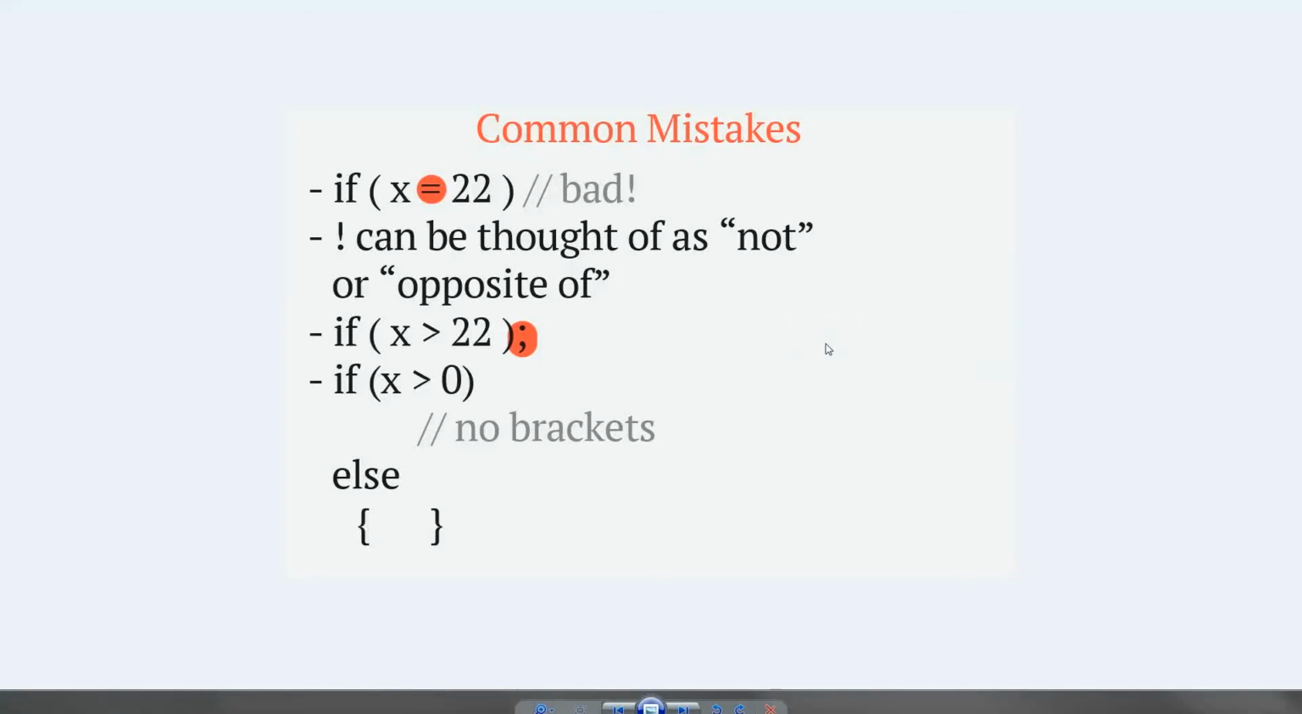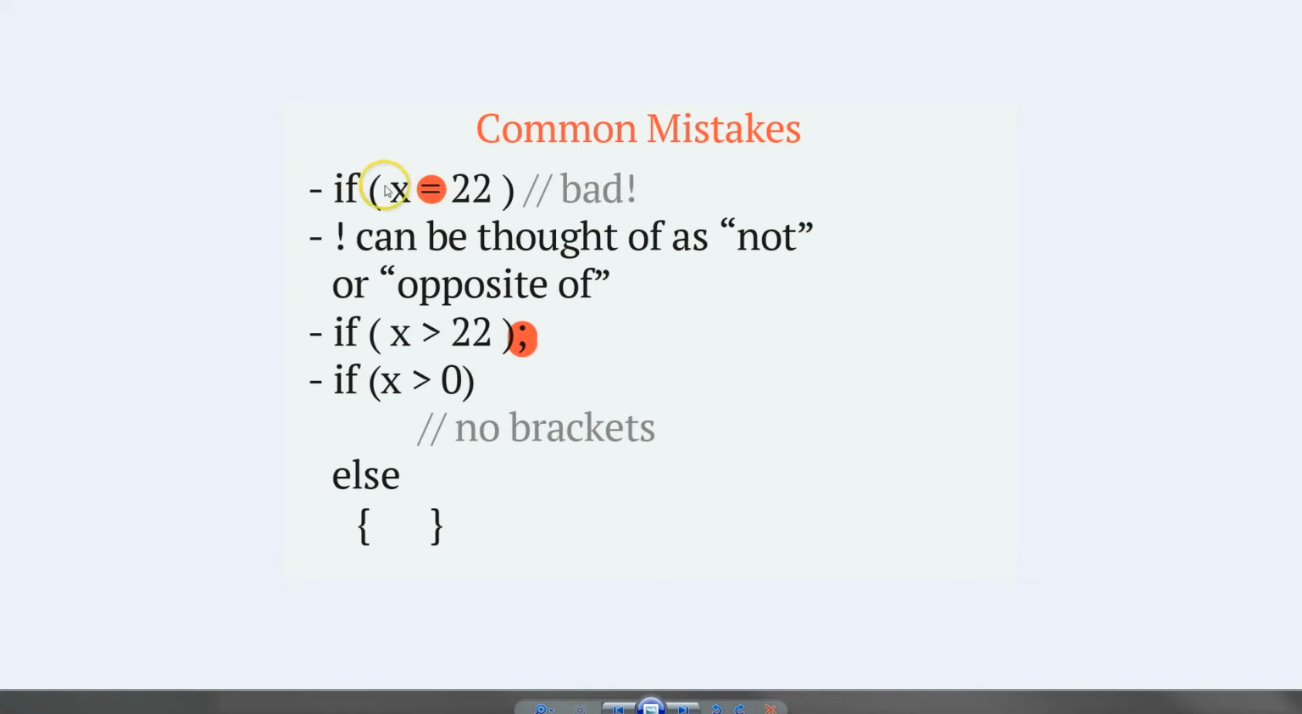Now, some common mistakes I always see is when people do a comparison of one value to another, they only do one equal sign and not two. And this is terrible, because we're not saying, is the value of x equal to 22? We're saying x is now going to be equal to 22.